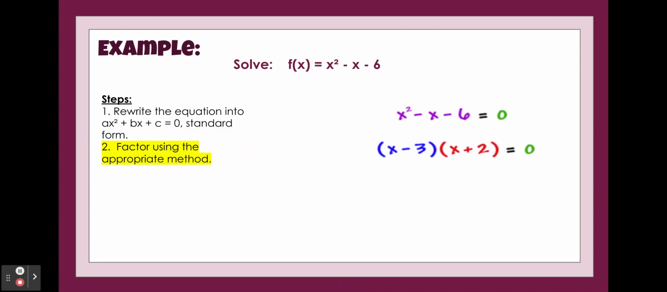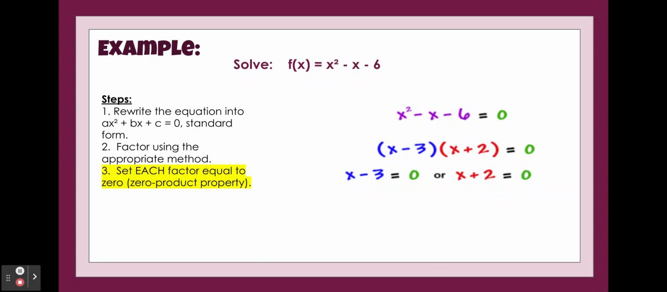Step 2 will be to factor using the appropriate method. In this example, it is a trinomial, so we're going to factor it by finding 2 numbers that multiply to -6 and add to -1, which is -3 and +2. These are our 2 factors.